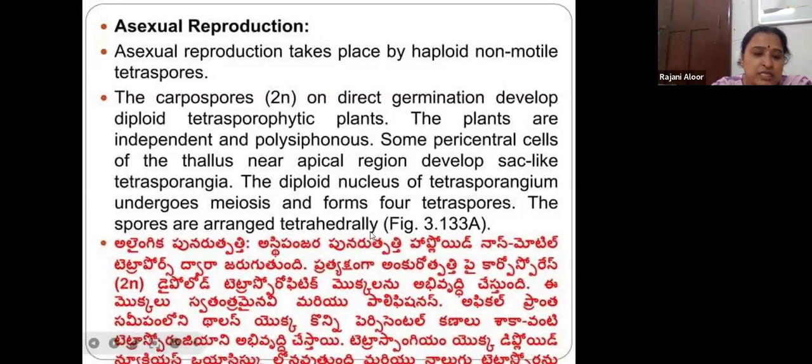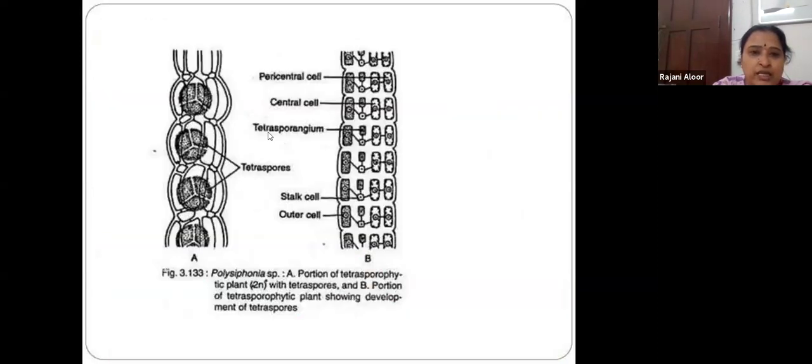The diploid nucleus of the tetrasporangium undergoes meiotic division and forms 4 tetraspores. The spores are arranged in tetrahedral form. You can observe this arrangement in the picture: 1, 2, 3, and the backside 1, 4, so a total of 4 cells, the 4 spore stage, is present. That is called tetrasporic.